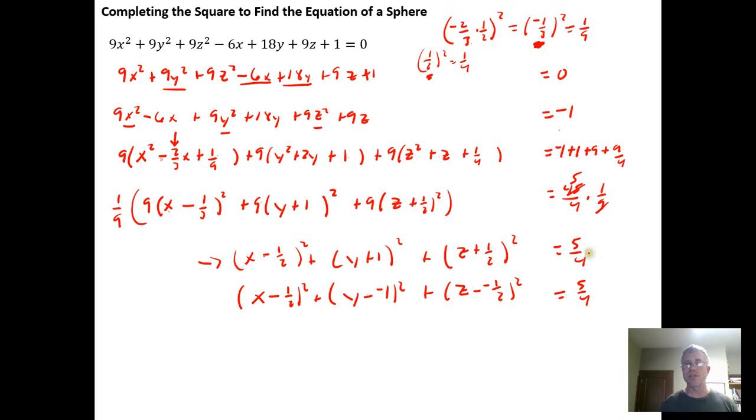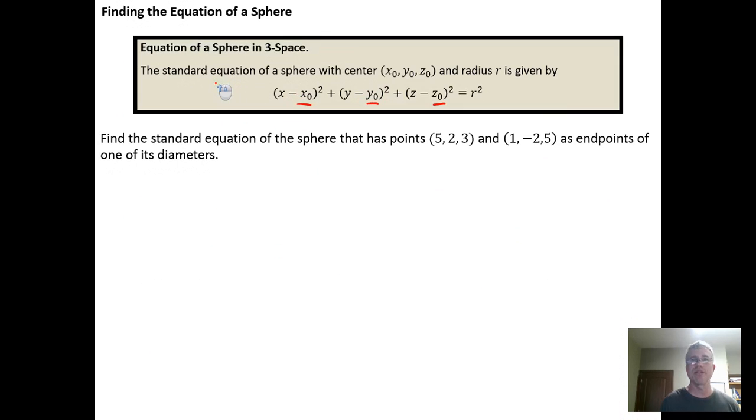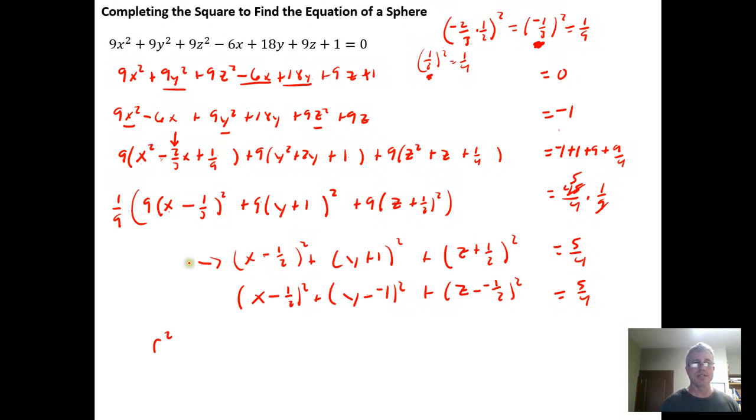So from this final result, we realize two things. When we look at the standard equation of a sphere, the number that you get over here, that constant term, is the square of the radius. So that tells us that the radius squared is 5/4. If we needed to know the radius, it would be the square root of this, which would be root 5 over 2. And the center of the sphere would be the coordinates x naught, y naught, z naught equal to 1/2, negative 1, and negative 1/2.